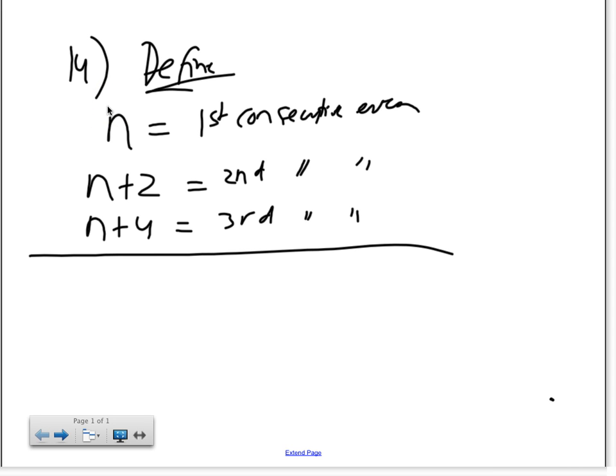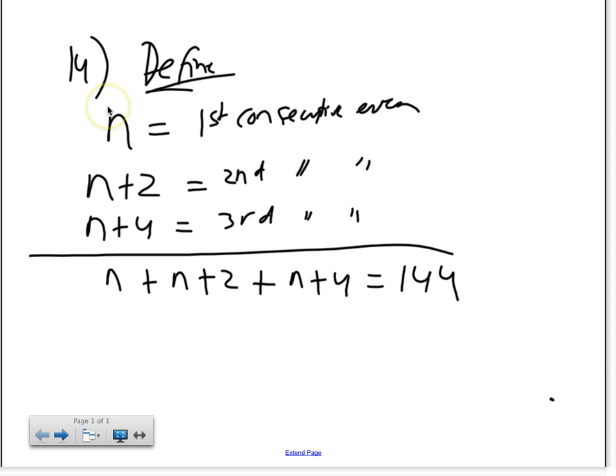An equation of what? It says the sum of all 3. That means you have to add them all up, and the sum is what? 144. So this is your equation: n plus n plus 2 plus n plus 4 equals 144. Who got this?